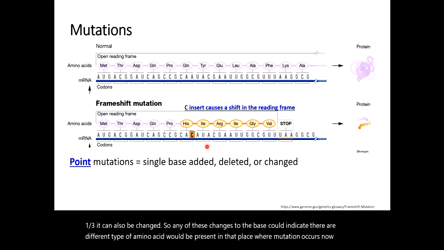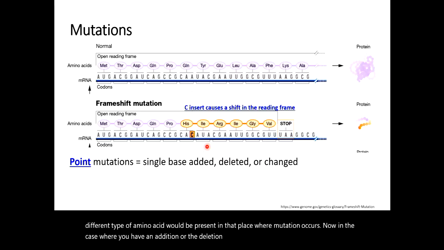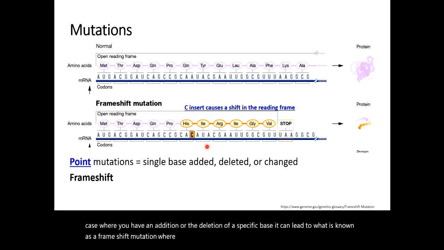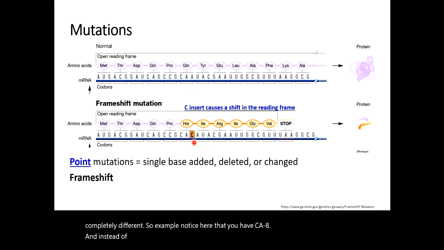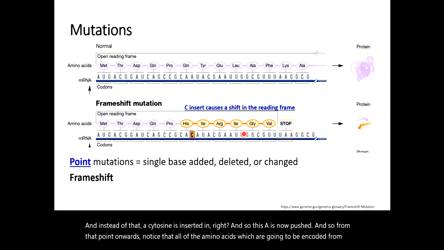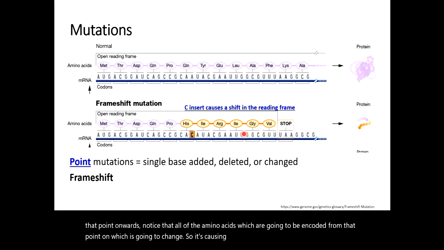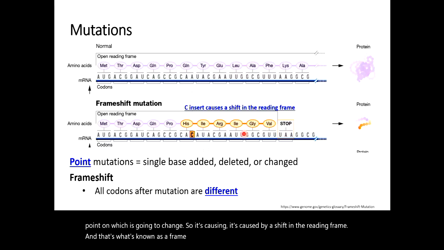Now in the case where you have an addition or the deletion of a specific base, it can lead to what is known as a frame shift mutation, where the reading frame from that point onwards is going to be completely different. For example, notice here that you have CAA, and instead of that A, a cytosine is inserted, right? And so this A is now pushed, and from that point onwards, notice that all of the amino acids which are encoded are going to change. So it's caused by a shift in the reading frame, and that's what is known as a frame shift mutation.